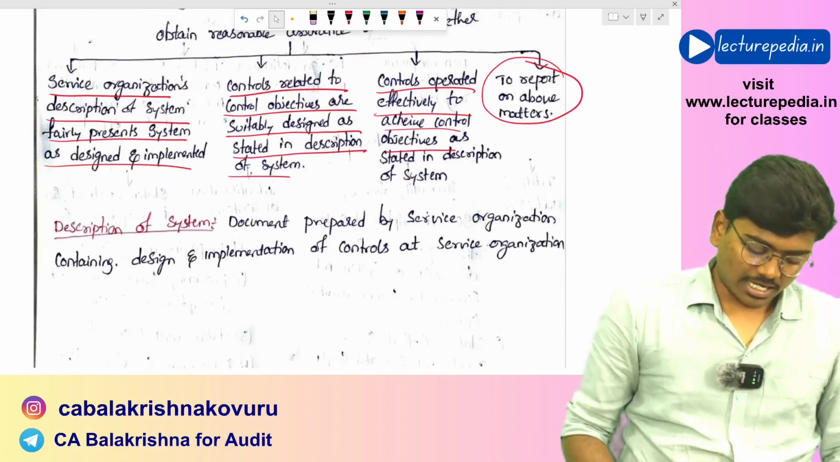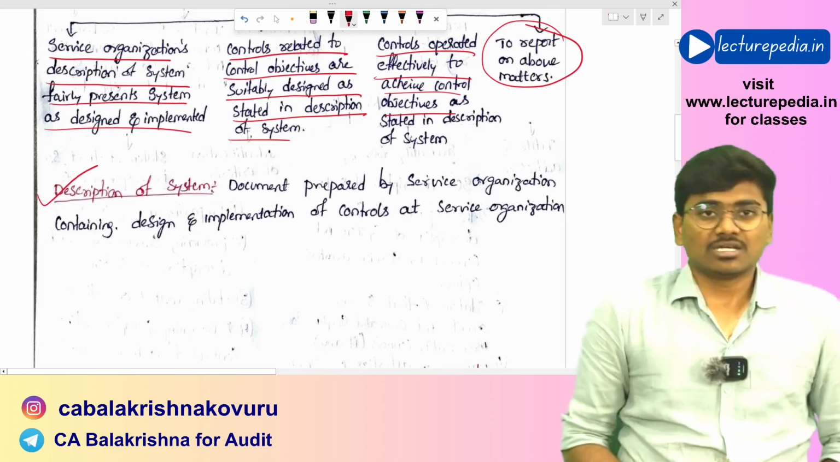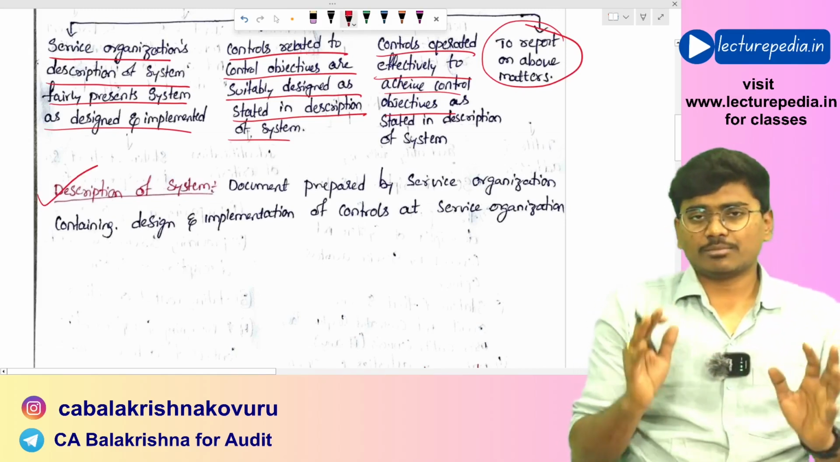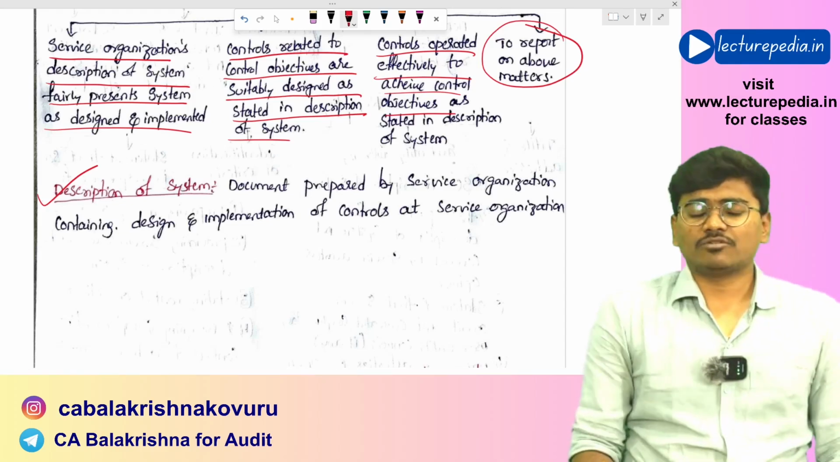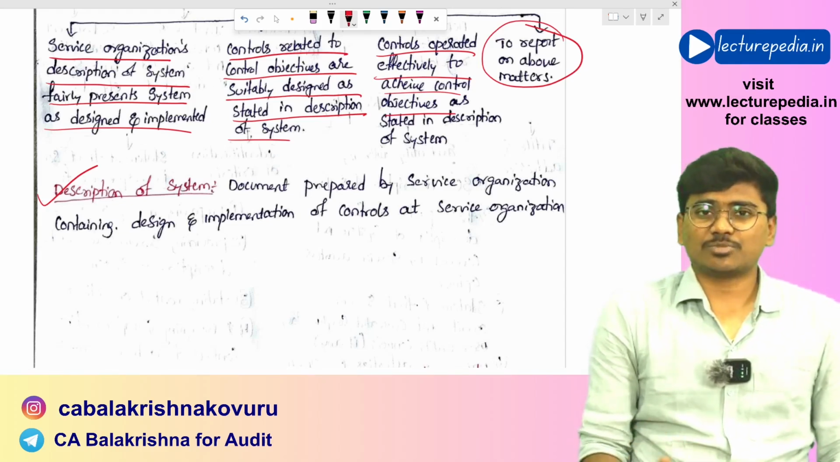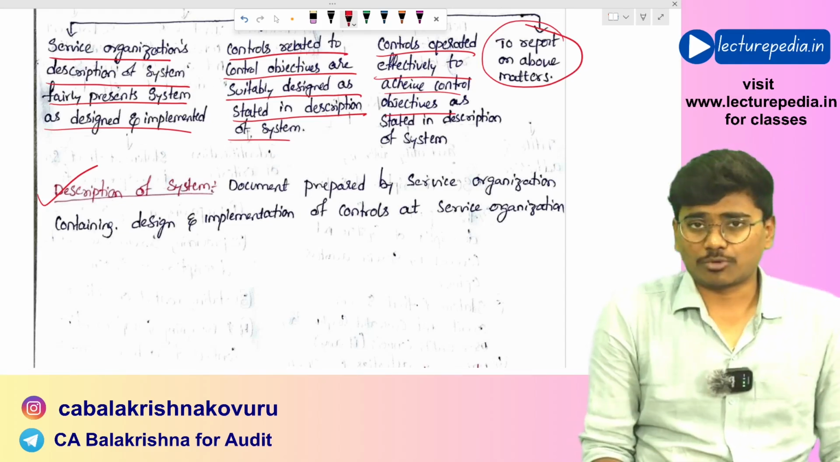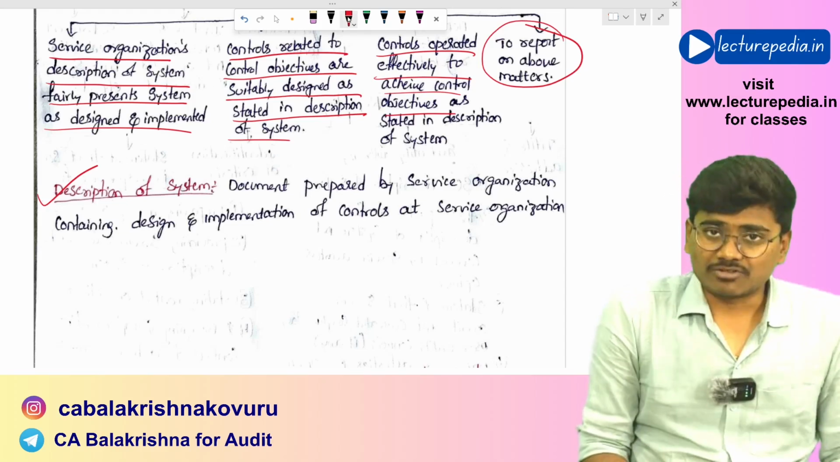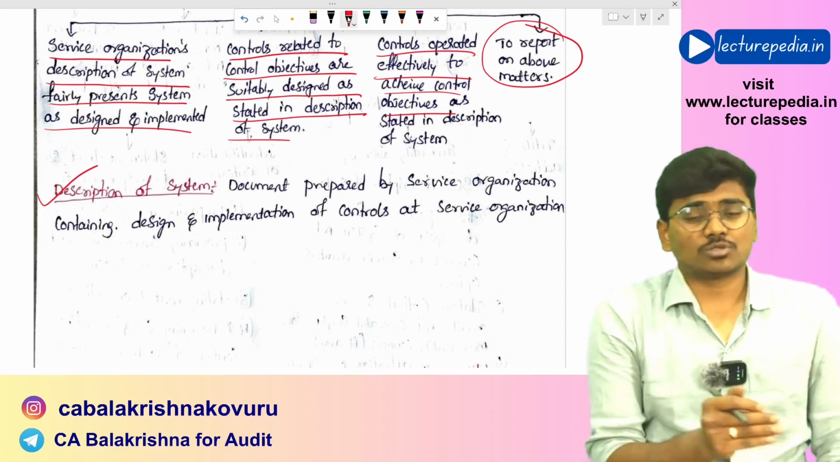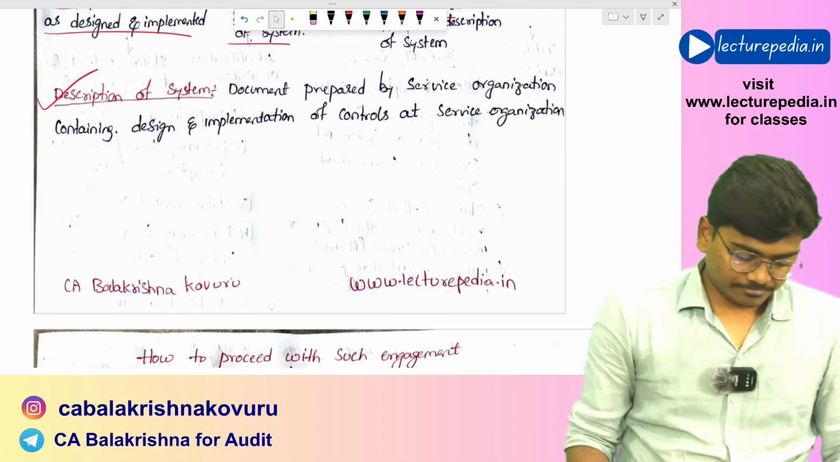Hope that is clear. And I have also discussed with you what is meant by description of system. It is basically a document which will contain all the details with respect to the internal controls and the system and the process that the service organization has developed for providing services to the user entity.